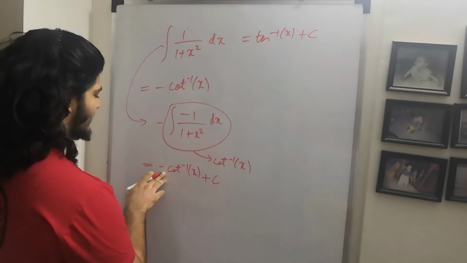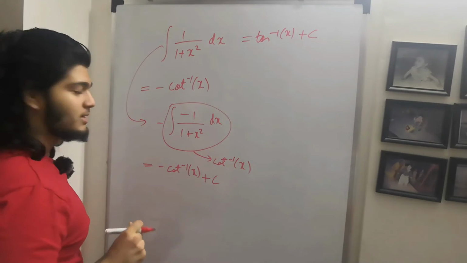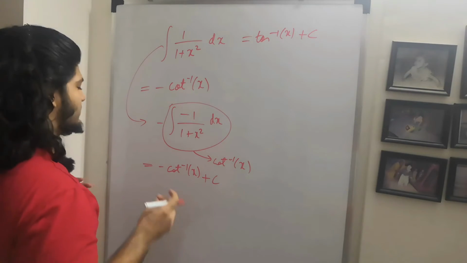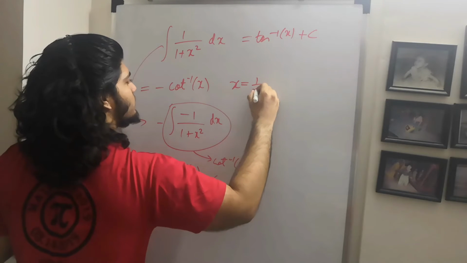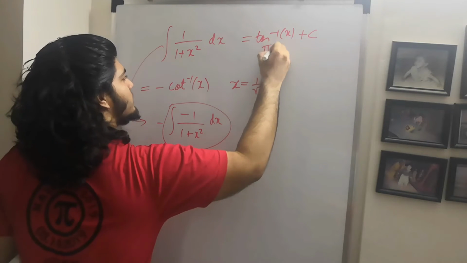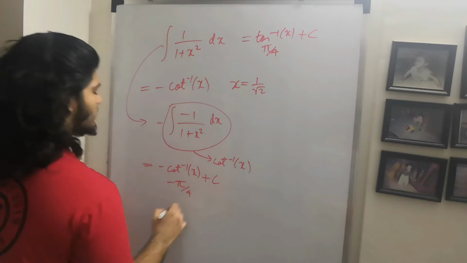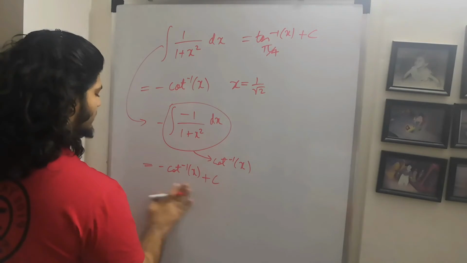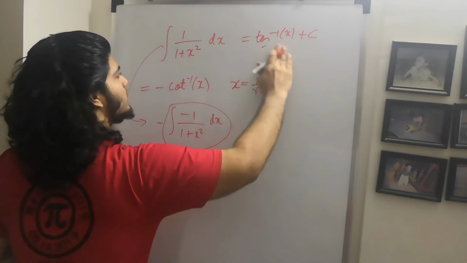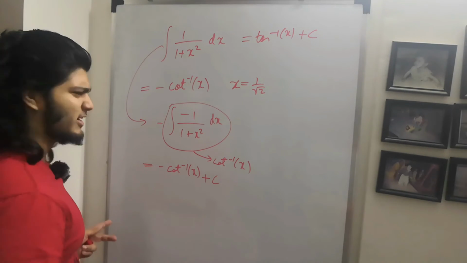So obviously if you put negative cotangent inverse of x equal to tangent inverse of x, that doesn't really make sense, because for example, if you take x equal to 1 over root 2, then this will be pi over 4 and this will be negative pi over 4. So you're saying that pi over 4 equals negative pi over 4, obviously not true, because pi is not 0. Big deal. So how does this plus c affect the game?